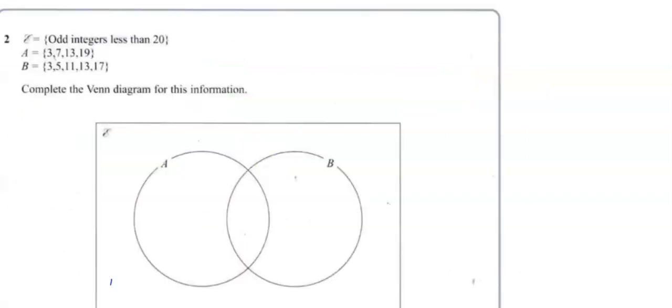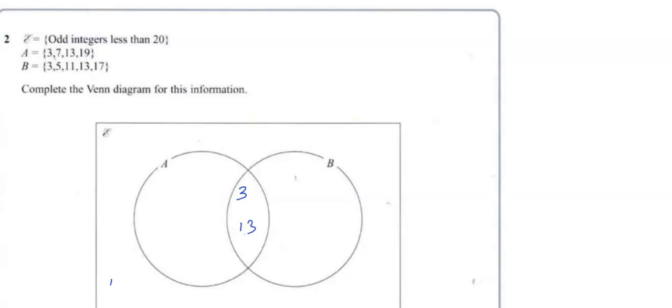In this question, I am concerned with integers in a Venn diagram. The universal set, odd integers less than 20. We've got A, which is 3, 7, 13, 19 there, and B, the other one. First order of business is to fill in the intersection. So if you look at A, 3 is in both A and B, so that goes in there. 7 is not in B. 13, yes, that's another one. 19 and 17, no.